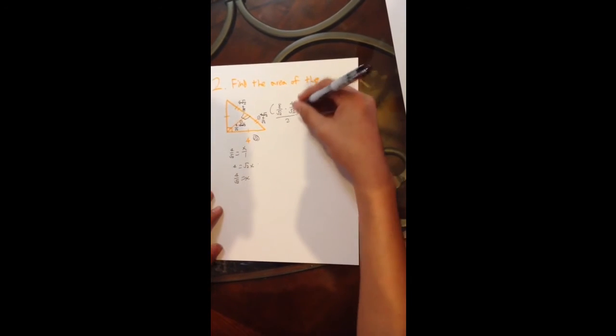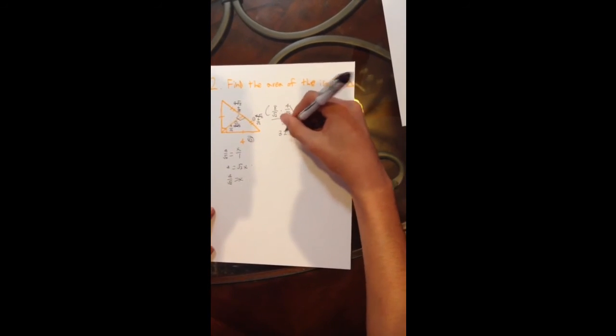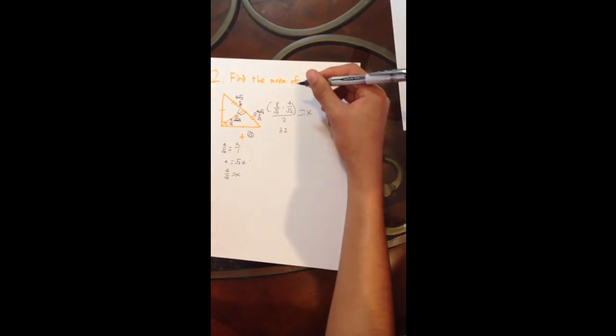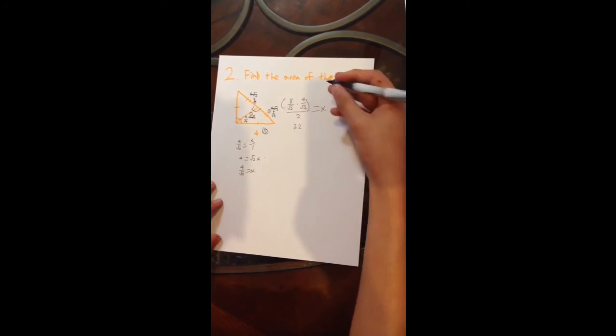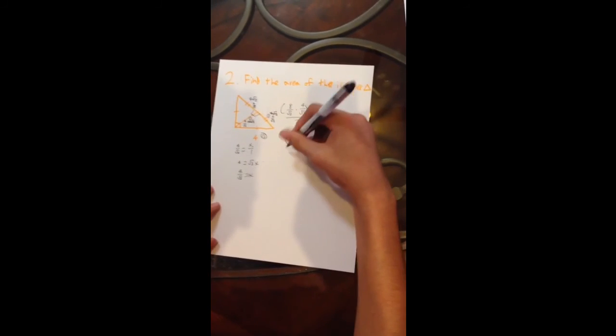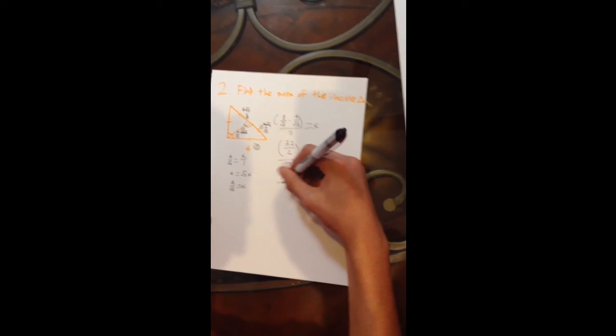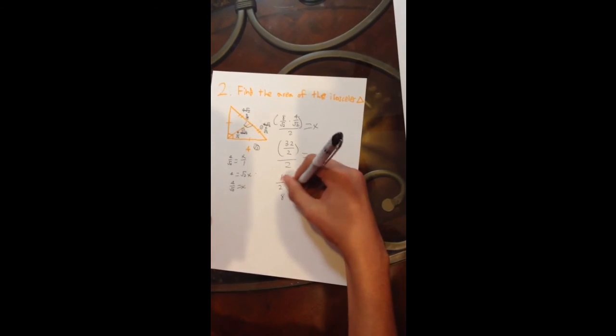Equals x. So 8 times 4 equals 32. And then square root of 2 times square root of 2 equals 2. So then that's all over 2 in parentheses, over 2 equals x. And so 32 divided by 2 equals 16 over 2 equals x. And so that equals 8. And here's the answer to number 2 for Brennan's, for those of you who tried it.